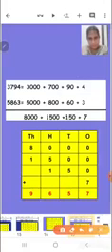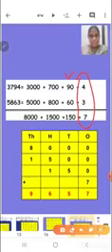We'll add from the ones place. 4 plus 3 is 7. 90 plus 60 is 150. 700 plus 800 is 1500. And 3000 plus 5000 is 8000.